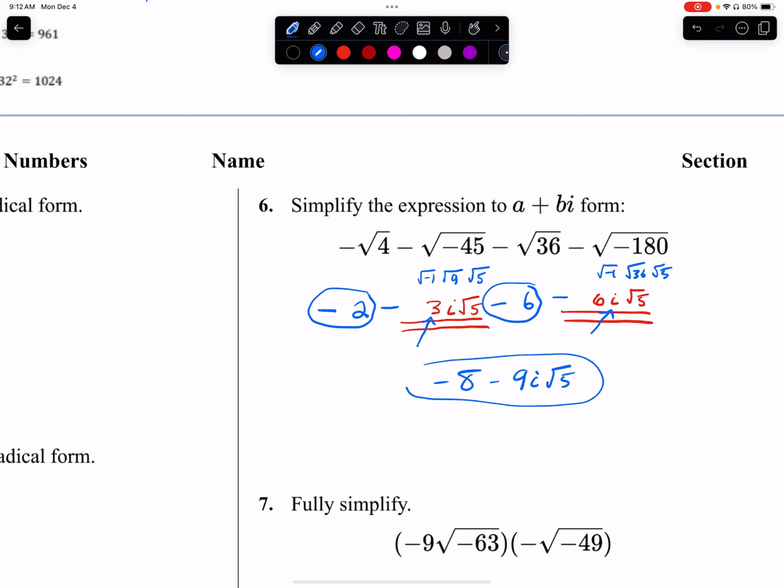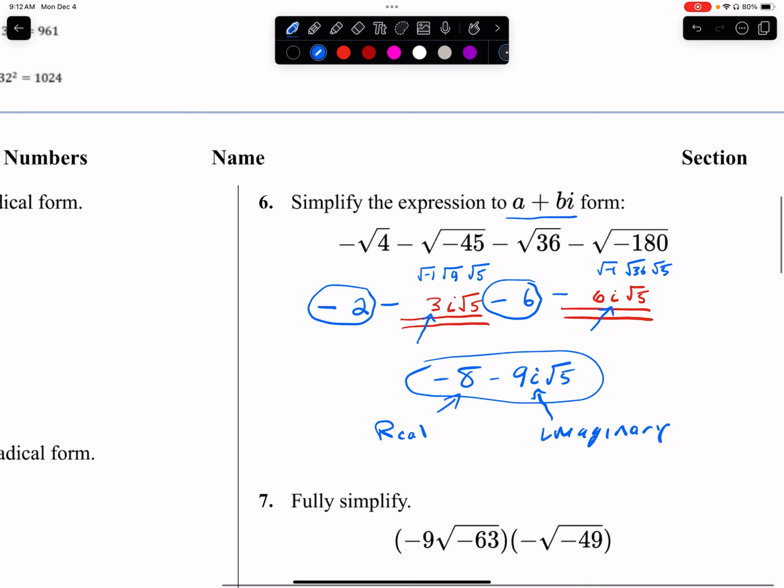So you can see now that this is written in a plus bi format, where the real number is first, and then even though there's an irrational number involved in here, if an i is involved, this is the imaginary aspect of that value. Okay?